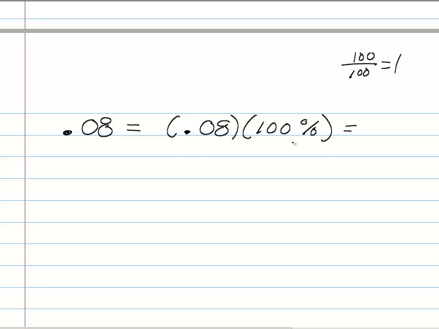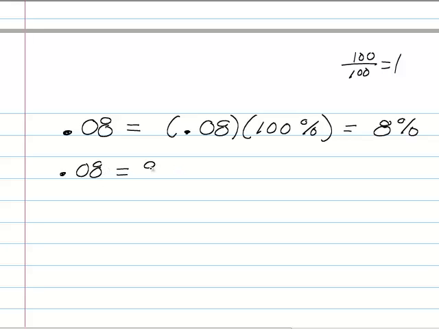So now we can multiply this out. We have 0.08 multiplied by 100, and then the percent. When we multiply by 100, there are 2 zeros here, so we're going to move our decimal place 2 to the right. So instead of 0.08, it becomes 8, and don't forget your percent or it isn't correct: 8%. So when we multiplied 0.08 times 100%, we get 8%.